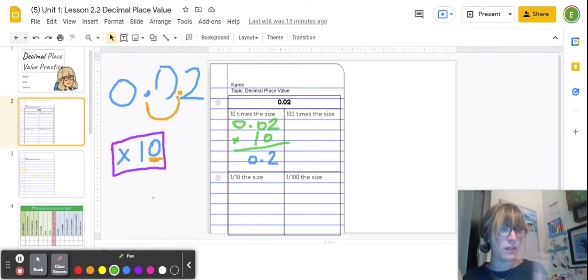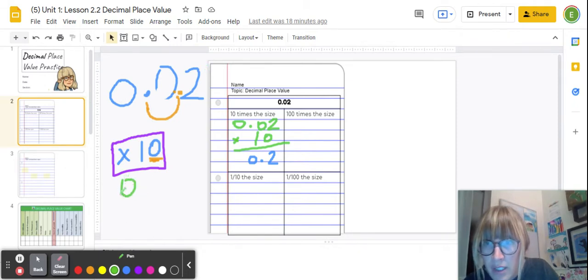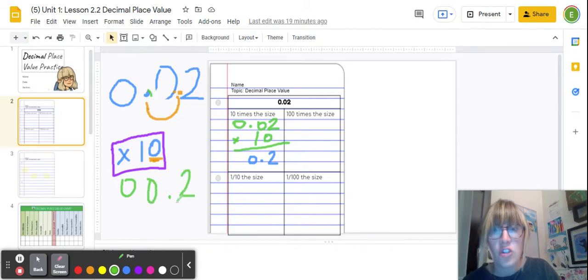We can check if we moved it in the right direction by dropping down what we have. So we have a 0. The decimal was here, but it's not anymore. The decimal's now here, and we'll drop down that 2. 2 tenths is bigger than 2 hundredths, so this checks out. Check.